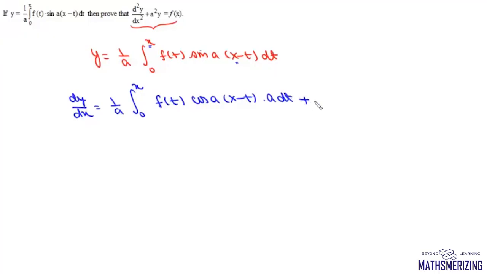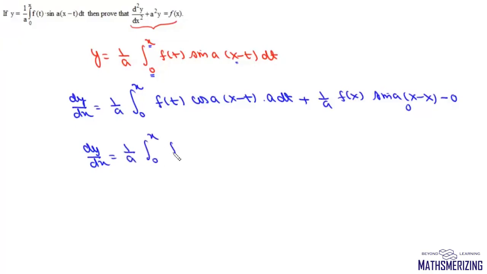Now plus, now we'll put upper limit. So it will be 1 by a f(x) and it will be sin a(x minus x), and then minus. Now here lower limit is constant, so its derivative will be simply 0. Now here sin(x minus x) is sin 0, which is again 0. So we can write dy by dx as 1 upon a, this integral from 0 to x f(t) cos a(x minus t) dt, and we also have this a here.